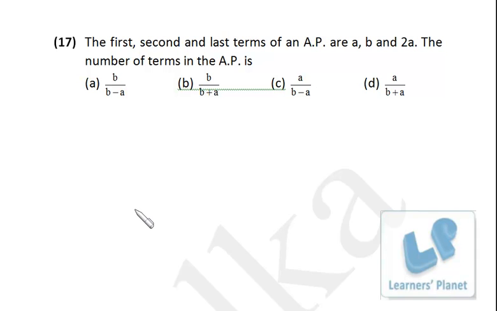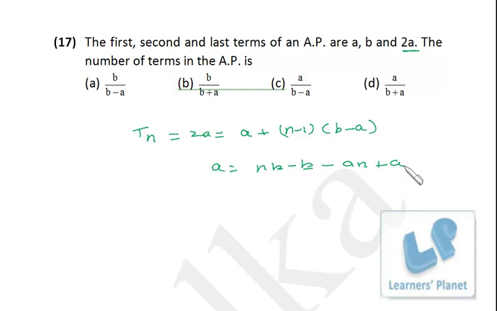Now let's see this problem. The first, second and last terms of an AP are A, B and 2A. What is the number of terms in the AP? That's pretty simple. This is the first term, second term, and this is the nth term. So the nth term, 2A, is equal to first term plus (n minus 1) into the common difference. The common difference over here is B minus A. So you have to find the value of n. That's it. So 2A minus A, which is A, is equal to nB minus B minus An plus A.